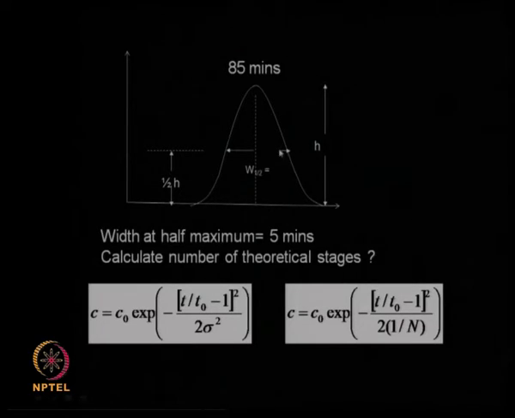So, at this place the concentration C divided by C naught will be 0.5, and the time will be 87.5 minutes because this is 85 minutes and this width is 5 minutes. So obviously this is 5 by 2 plus 85, 87.5. So the time here is 87.5 and T naught is 85, C by C naught is 0.5. So only unknown is n. So you can calculate the number of theoretical stages.